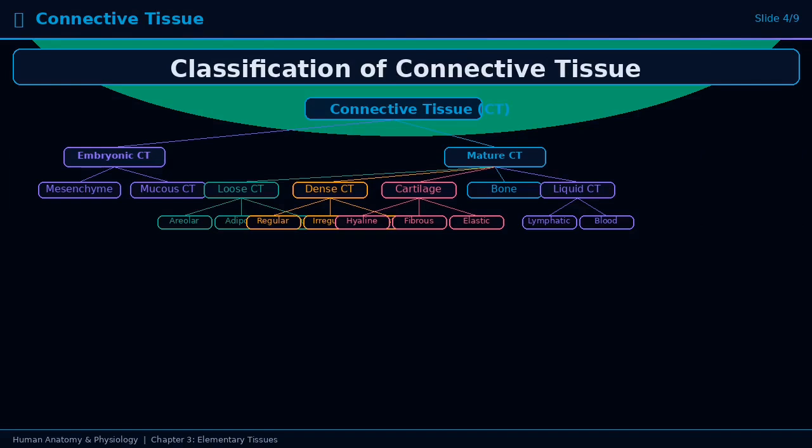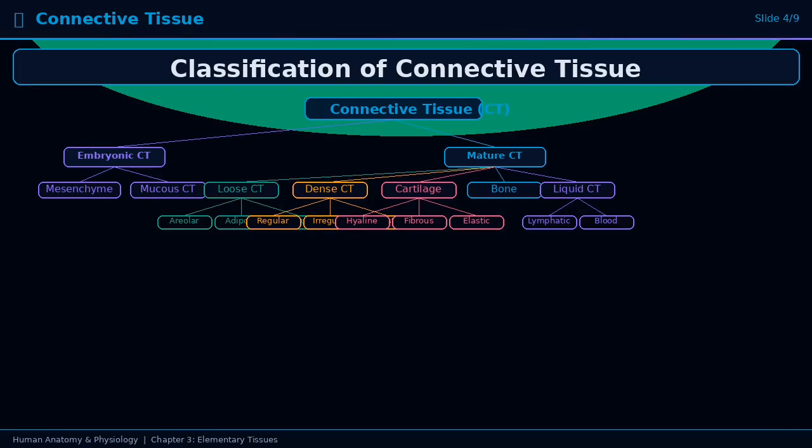Connective tissue is classified into two broad categories, embryonic and mature. Embryonic connective tissue is present in the embryo during the first 2 months of pregnancy and in the fetus from the 3rd month onwards. It has two types.